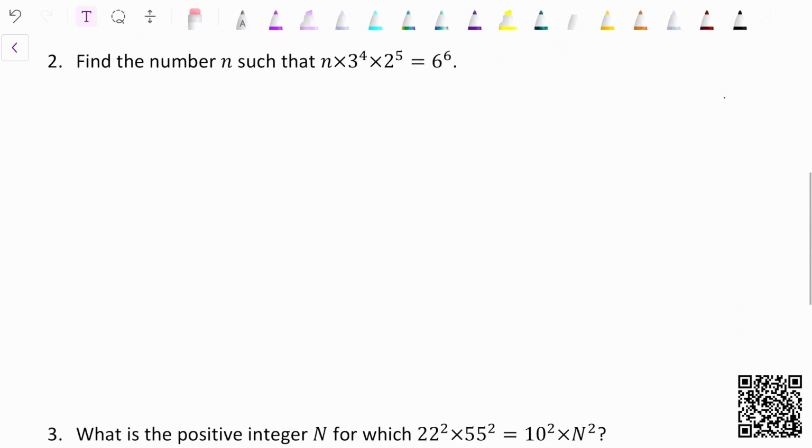Moving on to problem number 2. Find the number n such that n times 3 to the power of 4 times 2 to the power of 5 equals 6 to the power of 6.